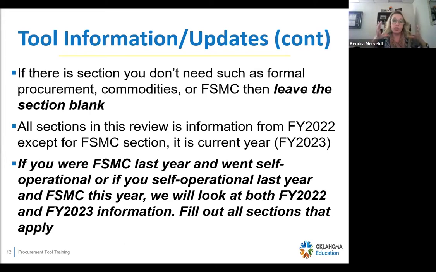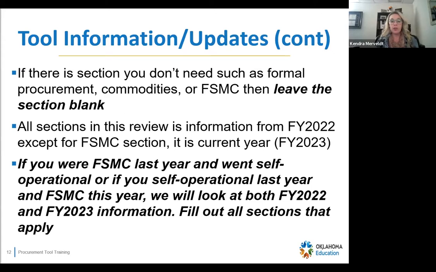Again, we're going to go by your expenditure list of your code 700, and we're just going to make sure that all the items that are there for child nutrition, most of them, there's some things you don't put on there that you will put into the tool. We cross-reference that. All sections in this review information is from last year. So make sure all the information you're doing is from FY 2022, but we do call it review year 2023. We are just looking at past year's information.